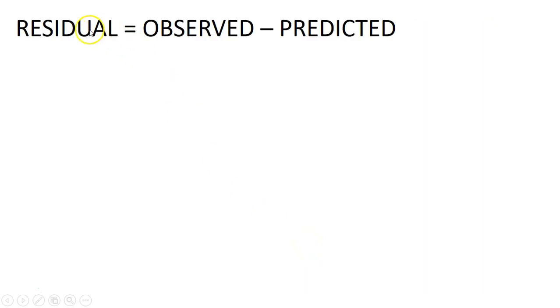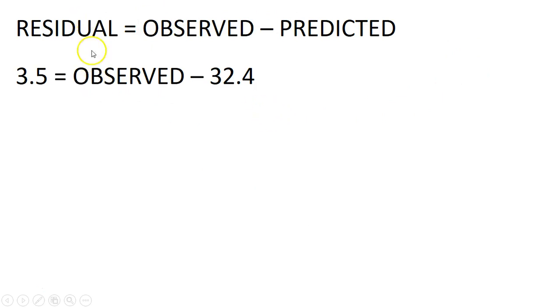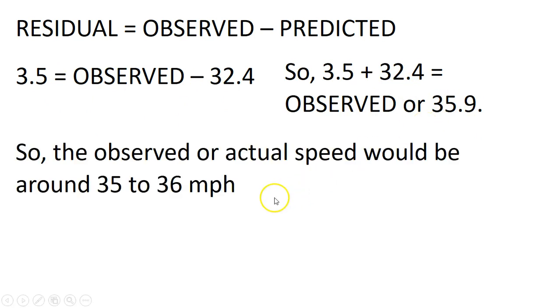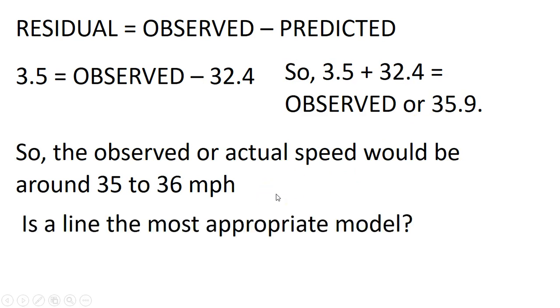Remember, residuals equal observed minus predicted. We know the predicted, but I don't know what actually happened. So I add that over, and more than likely 35.9 was the real value there. So the observed or actual value would have been 35 to 36 miles per gallon.